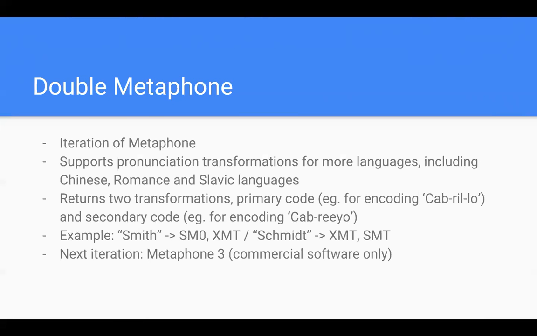Smith gets mapped to SM0 and XMT, and Schmidt gets mapped to XMT and SMT. So by using the primary and the secondary codes, you can match against one of them and hopefully get Smith and Schmidt close together. There's another iteration of double metaphone, which is Metaphone 3. It's a commercially available software only, so we don't use it in our systems.